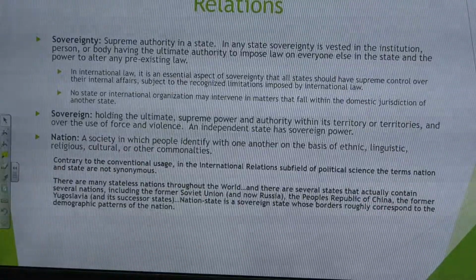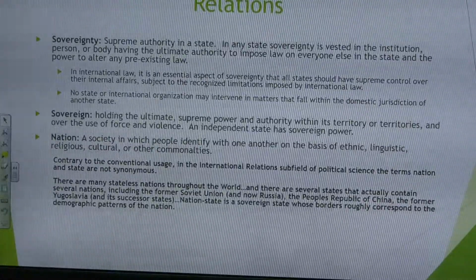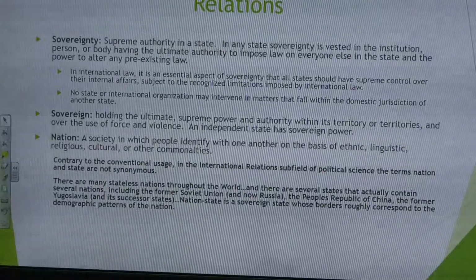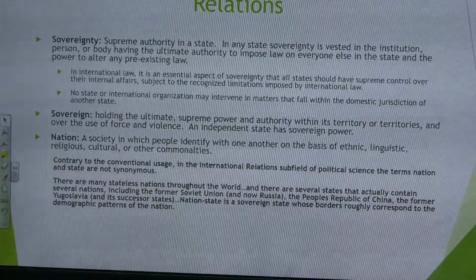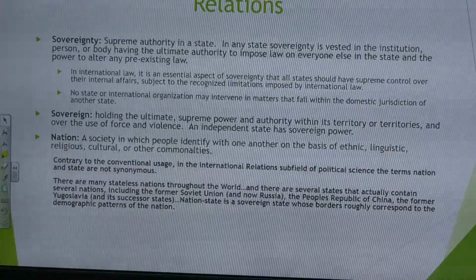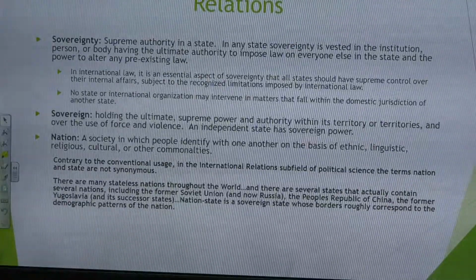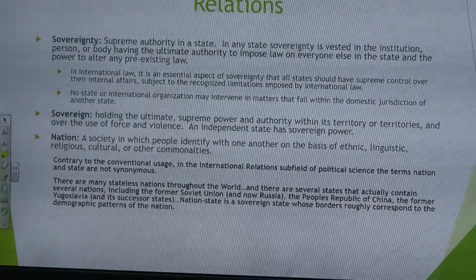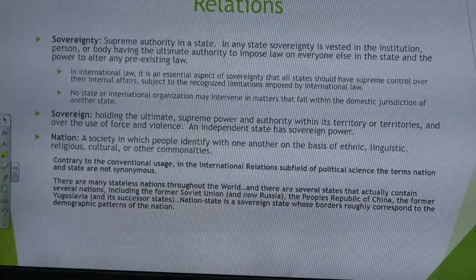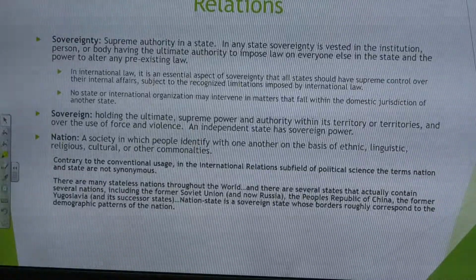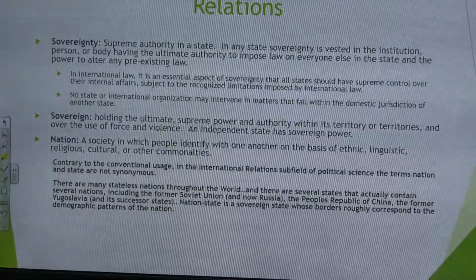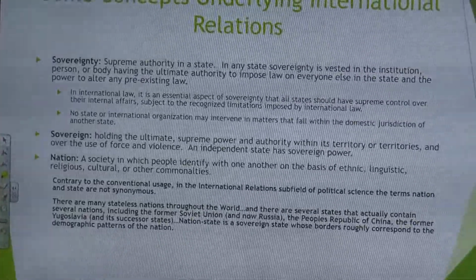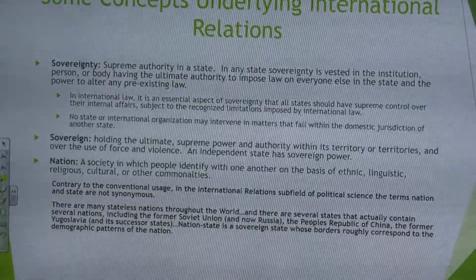Now, we have sovereignty. What does sovereignty mean? It means the supreme authority in a state. In any state, sovereignty is vested in the institution being the government, being the chambers of government, being a person or a body having the ultimate authority, like I was saying, within the chambers of government. And these chambers are there to impose law on everyone else in the state, and they also have the power to alter any pre-existing law.